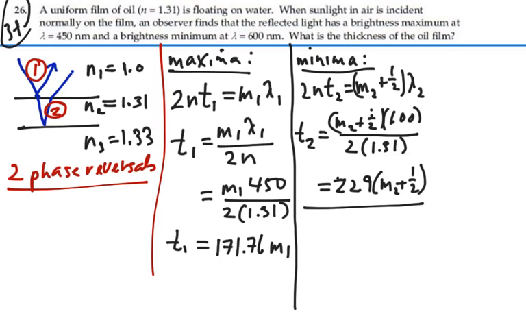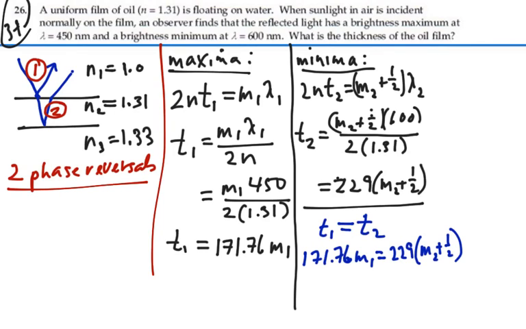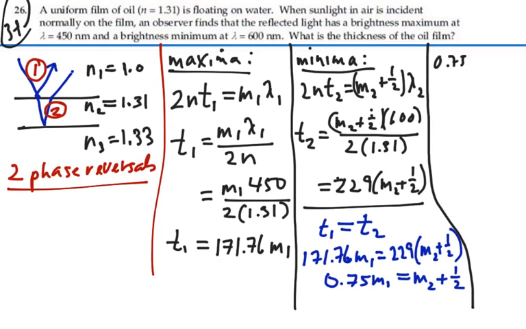Well, it should be true that thickness 1 is the same as thickness 2. So we should have that 171.76 m1 is equal to 229 times m2 plus 1/2. So, let's see, 171 divided by 229 is 0.75. So I have that 0.75 m1 is equal to m2 plus 1/2. m1 and m2 are both integers, so what integers do we need to make this work? In other words, 0.75 m1 is equal to m2 plus 1/2.